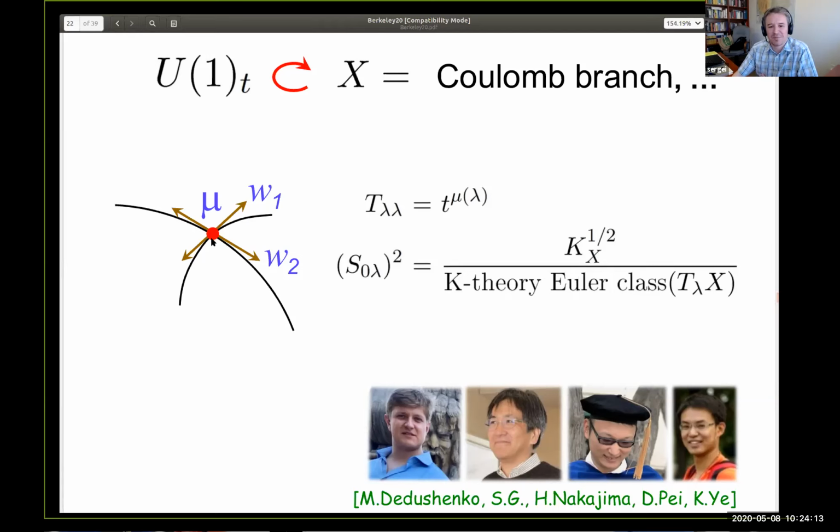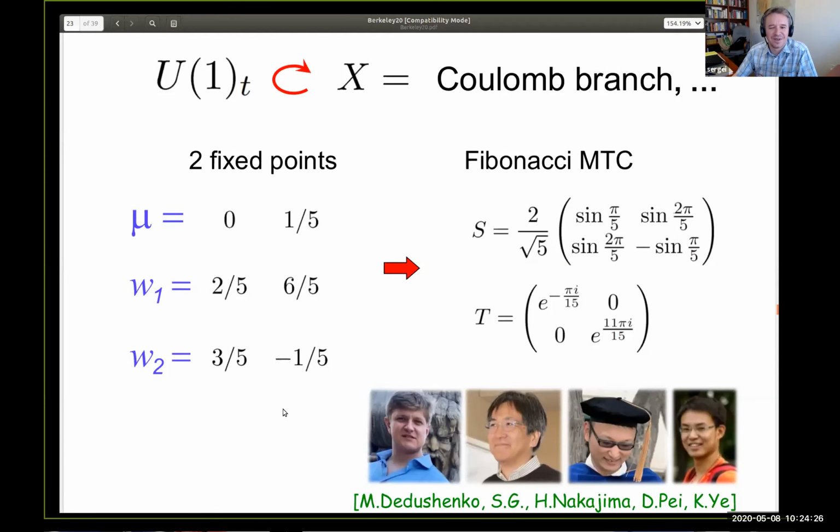And if it has moment map mu, then this data basically goes into the definition of S and T matrices. Then, in particular, one of the examples that we considered was a case when X is a particular Coulomb branch. It has two fixed points. And again, you can compute this geometric data on the geometry side, how the circle action acts on the Coulomb branch. And from this, you reproduce a Fibonacci MTC as one of the answers.